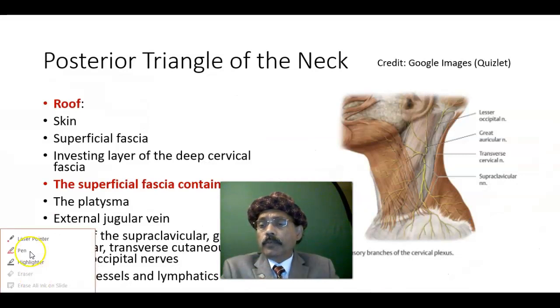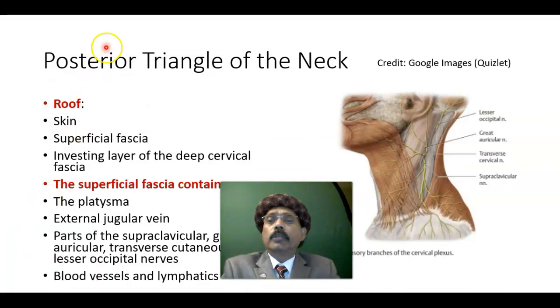Okay, so if we go to the roof, how is the roof formed? The roof is formed by the skin, superficial fascia, and the investing layer of the deep cervical fascia. The superficial fascia contains multiple structures, including the platysma. This is the platysma muscle.